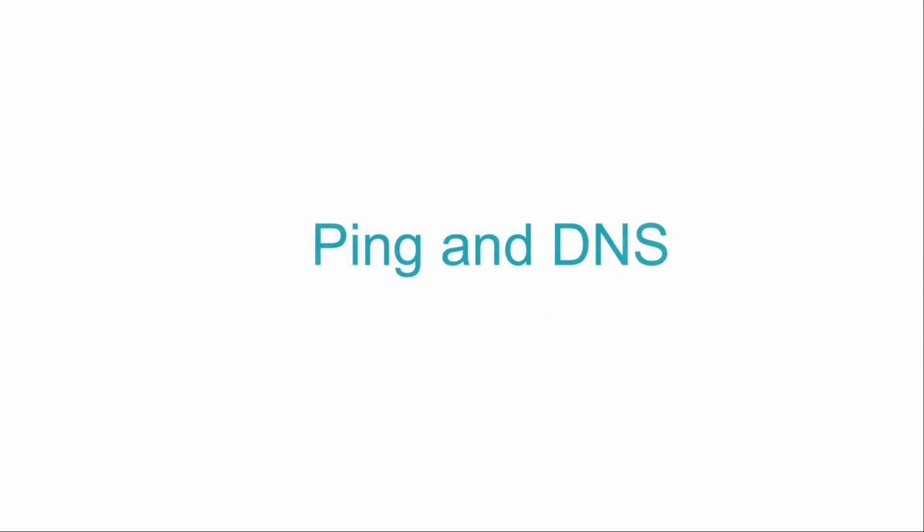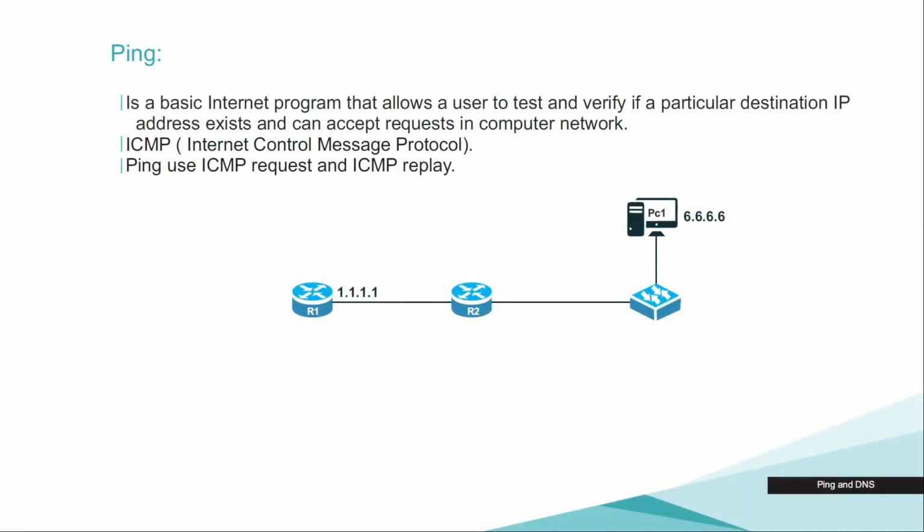In this lesson we will learn about Ping and DNS. So what is Ping? Ping is a basic internet program that allows a user to test and verify if a particular destination IP address exists and can accept requests in a computer network. Ping uses a message called ICMP, Internet Control Message Protocol. Ping uses ICMP request and ICMP reply.